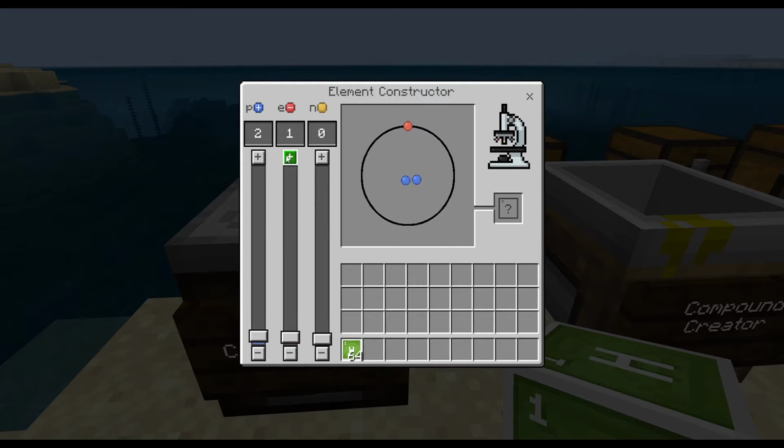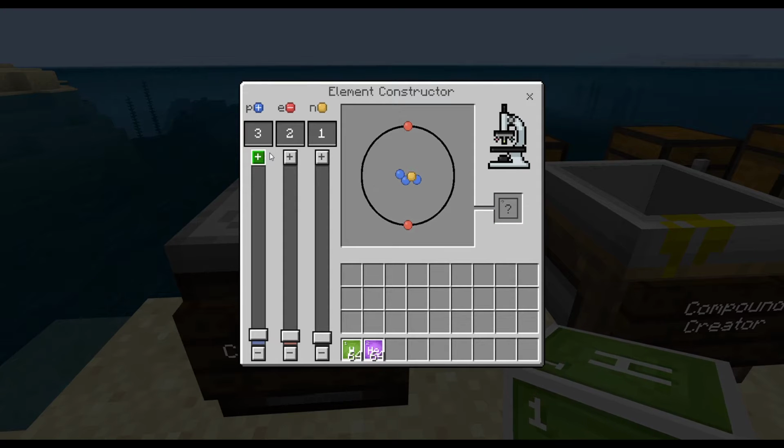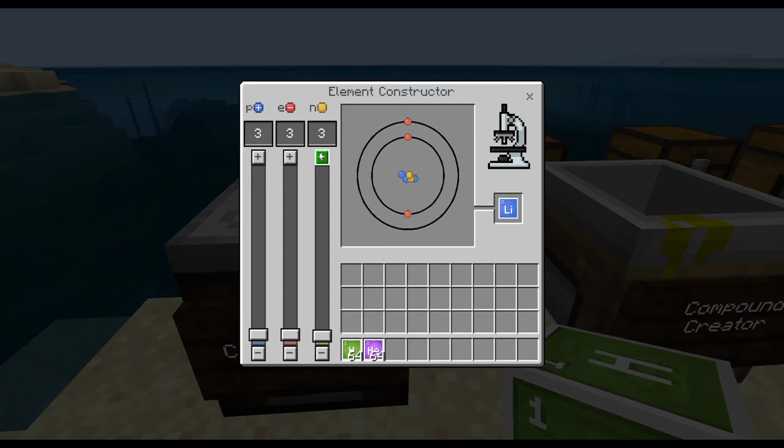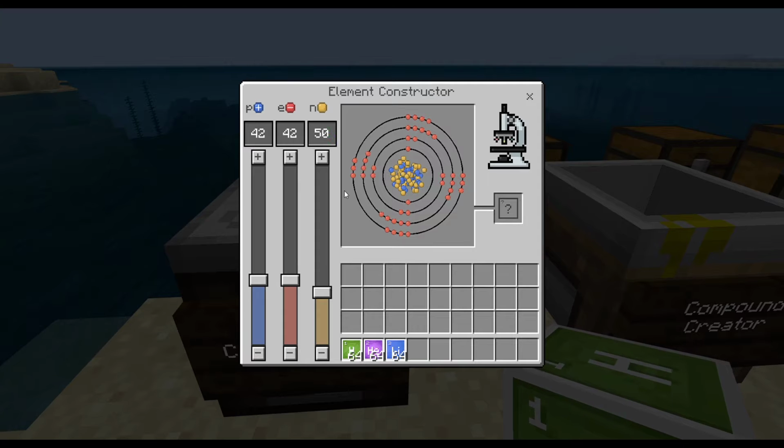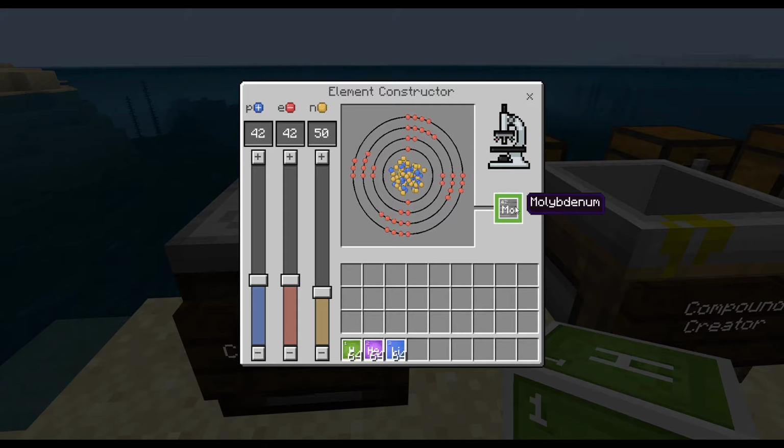Let's go ahead and we got helium. You can do this to create any element. Lithium. Let me create something very big. You can see we have created molybdenum.